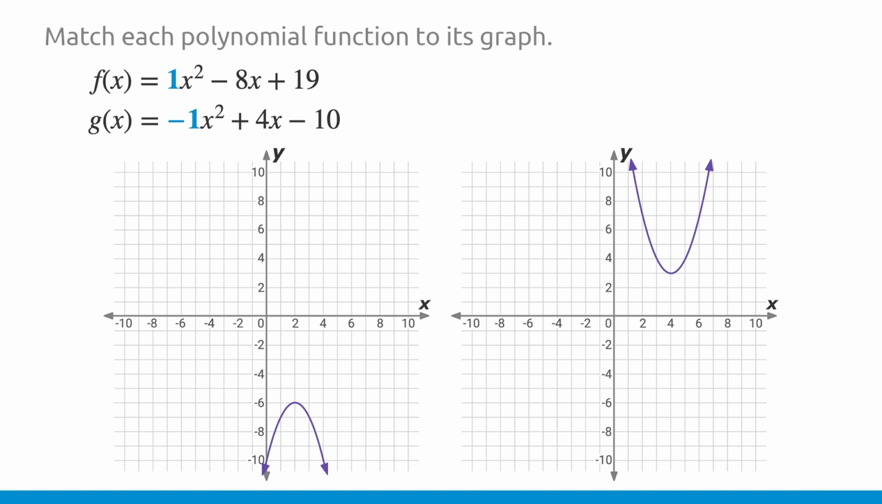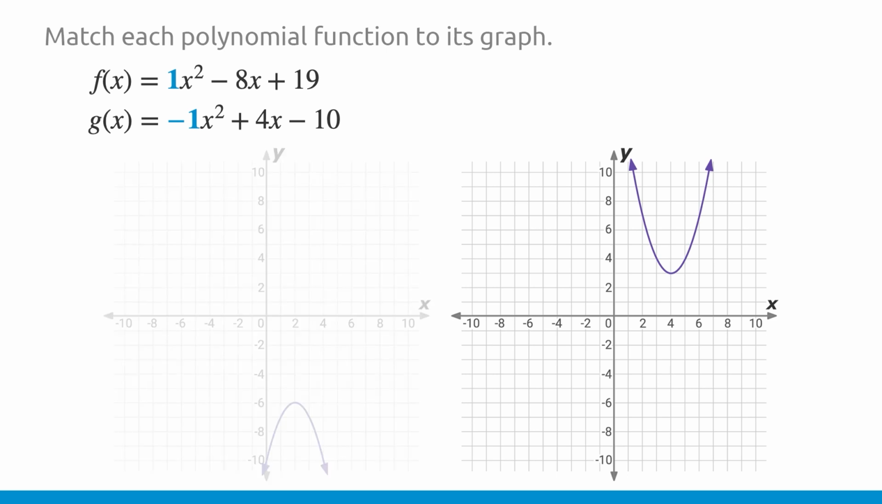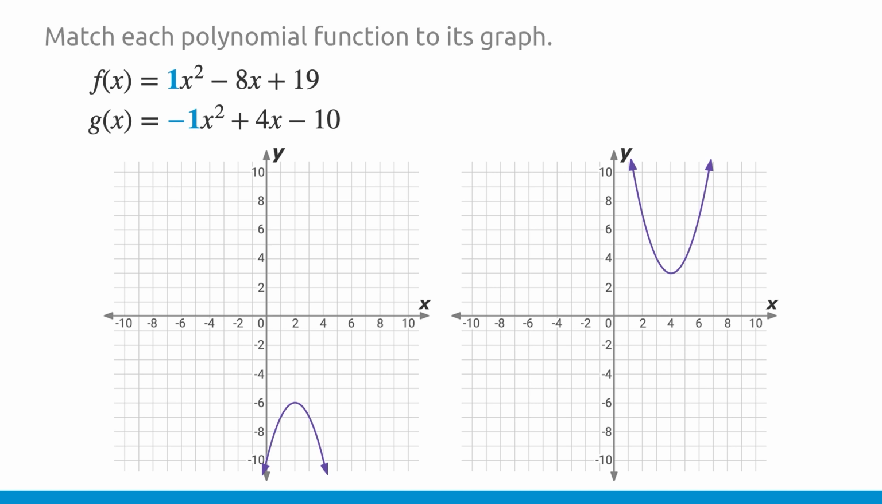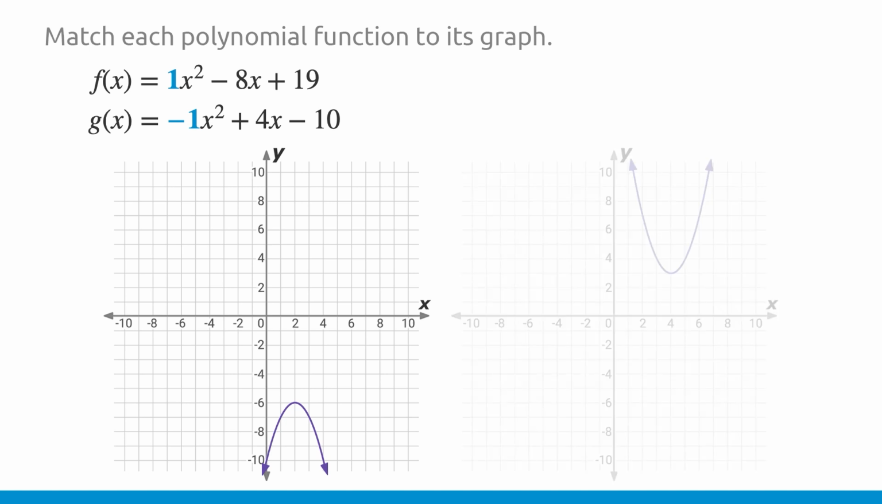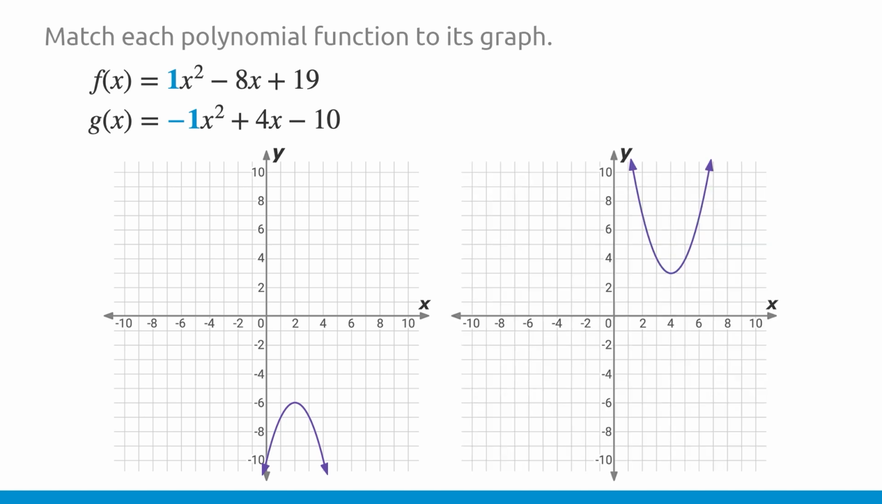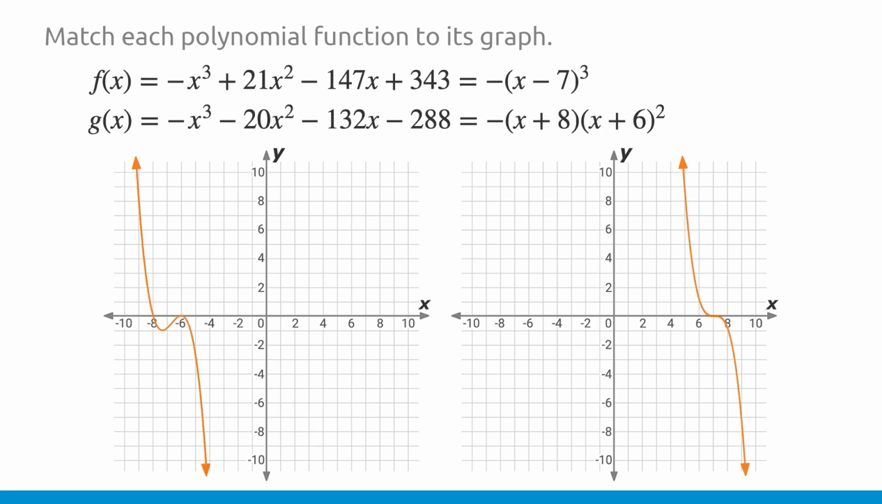The leading coefficient of f of x is positive, so its graph opens up. The leading coefficient of g of x is negative, so its graph opens down. That means f of x must be the graph on the right, and g of x must be the graph on the left. Let's look at another. Match each polynomial function to its graph.